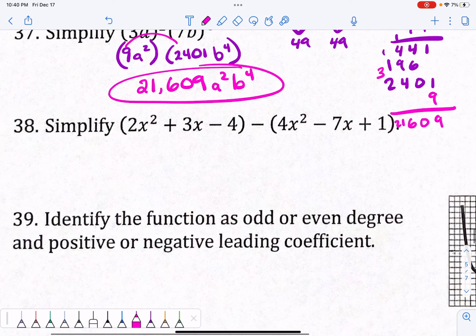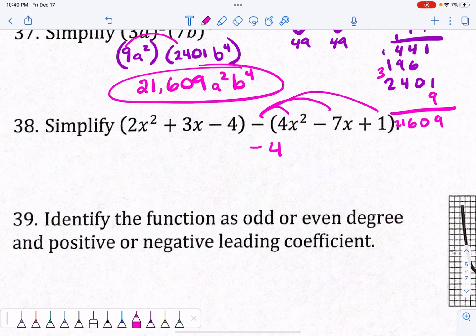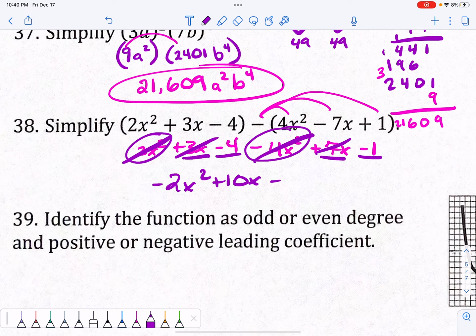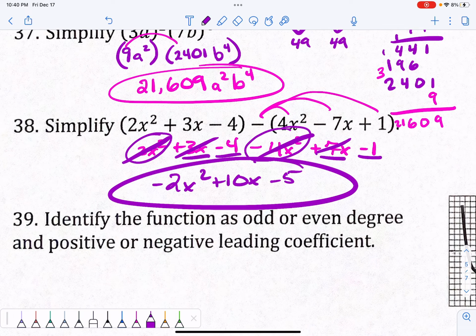This one is another subtract one. So we have to distribute the negative for each of the back pieces, so negative 4x squared is going to turn to plus 7x, and then minus 1. So we got 2x squared plus 3x minus 4. And we're just going to combine like terms. So 2x squared minus 4x squared is negative 2x squared. 3x plus 7x is plus 10x. And negative 4 minus 1 is negative 5, so there he is, okay?